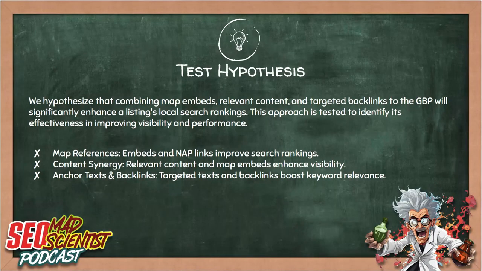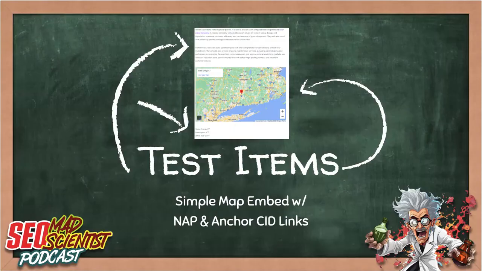In this test, we are creating a simple hypothesis that creating these Google Map embeds, iframes of the Google Map, on web pages that have relevant content will impact the local rankings. We are also going to be creating targeted anchor text to the CID URL of the map as well. So these are multiple factors that we will be considering on the impacts of our test.